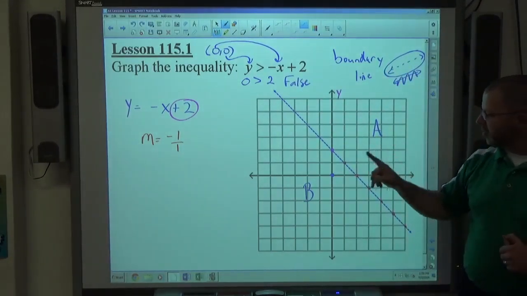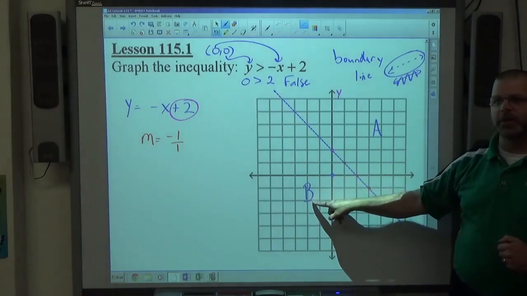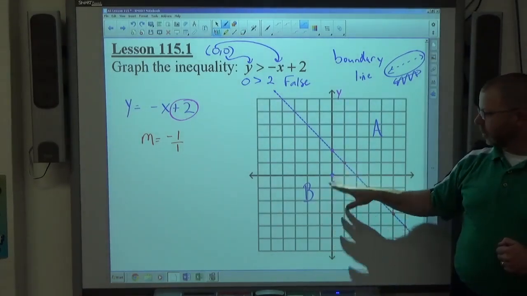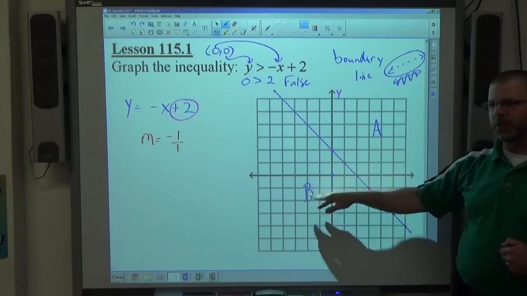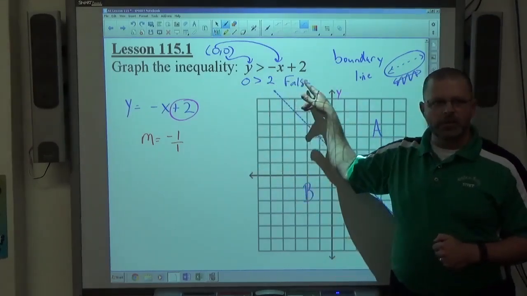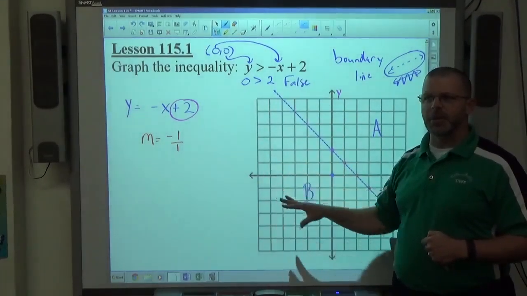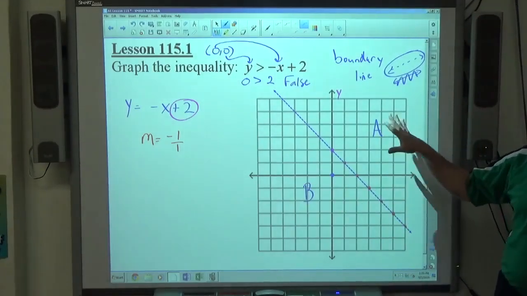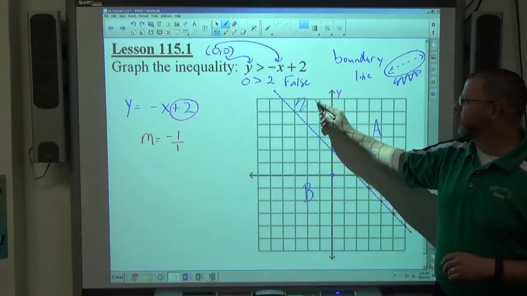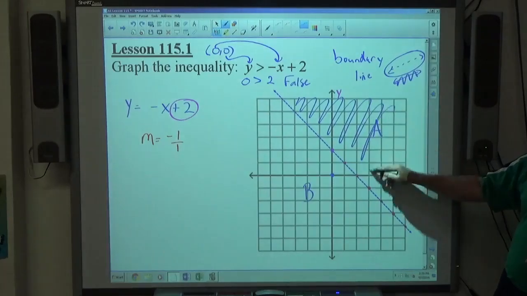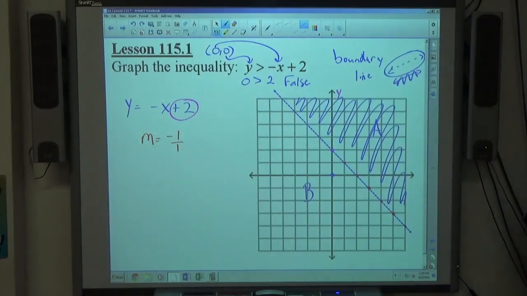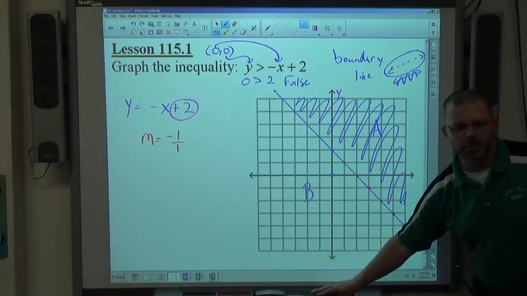If you take a look, the test point lives in region B. So looking at region A and region B, the test point lives in region B. The test point is false, which means every point in region B is going to be false, which means every point in region A is going to be true. And we want to shade towards the truth. So we just shade that area over there, and there's your graph.